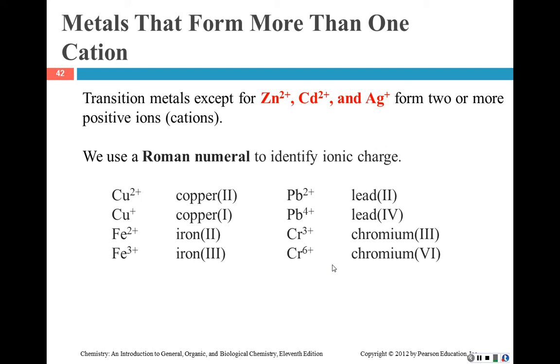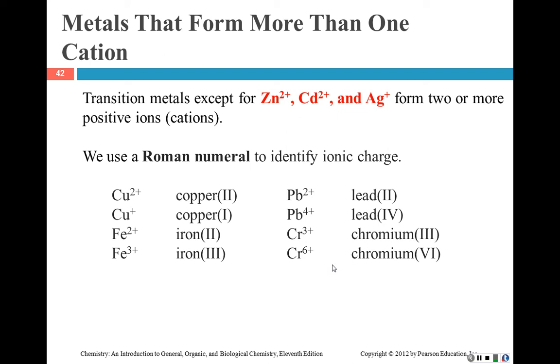The transition metals, those that are in that drop-down part of the periodic table that contain these 3 metals, zinc, cadmium, and silver, those all only have that charge. Okay, that's the only charge you'll ever see. We talked about this a little bit before. The other transition metals in there can have multiple charges, so they can have 2 or more different charges.